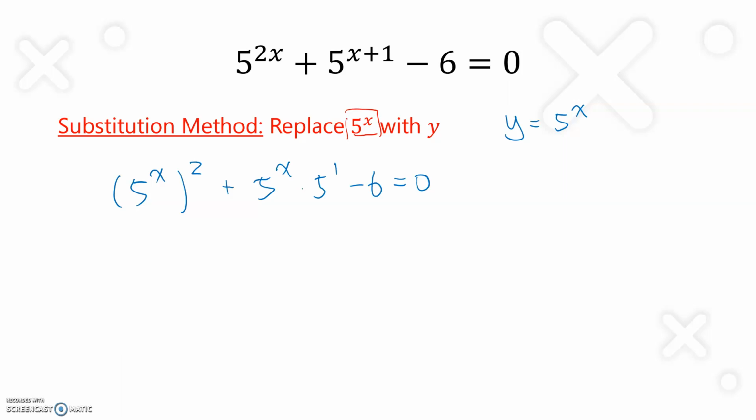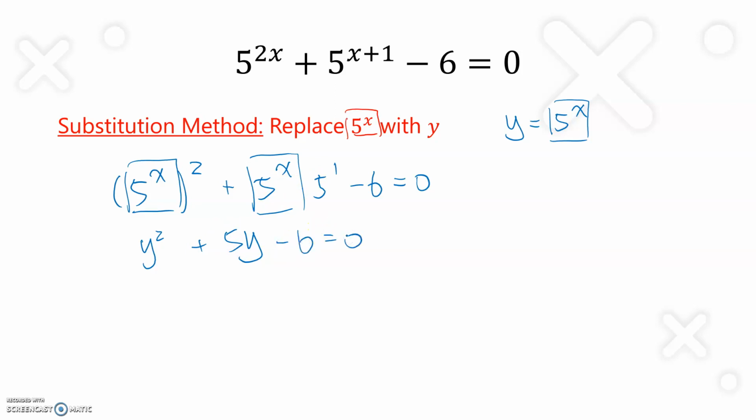Now, why do we do that? Because in the first term, we'll have 5 to the power of x, and in the second term, we'll also have 5 to the power of x. And we know that 5 to the power of x can be replaced by the value of y. So the first term will become y squared, and the second term will become y times 5, which is just 5y. And then take away 6 will give us 0. So instead of looking at this complex equation, we now have a quadratic equation that we can solve.